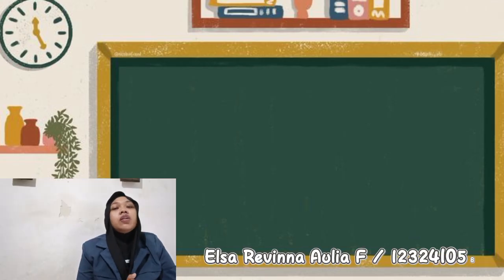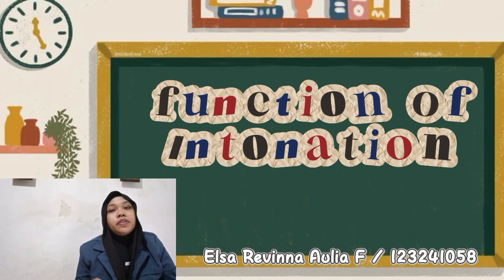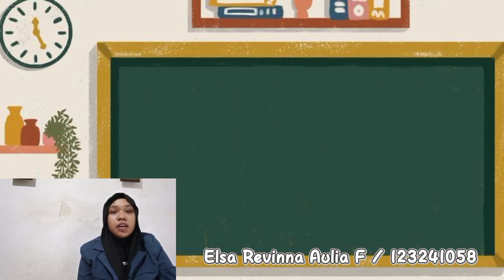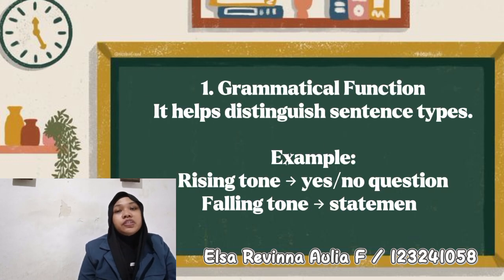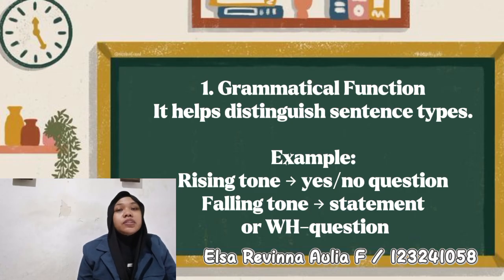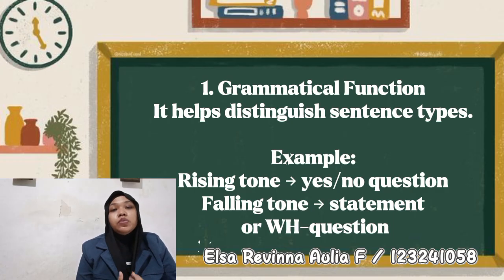And now we're gonna talk about intonation functions. The functions of intonation. Intonation performs several key functions in English. First, we have grammatical functions. It helps you to distinguish sentence types. For example, we have the rising tone. From the rising tone, we can know the speaker's intentions in speaking. It's a yes or no question or something. And the falling tone, we have statements or WH questions.